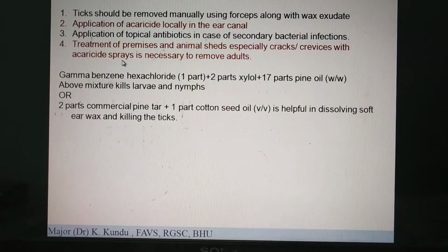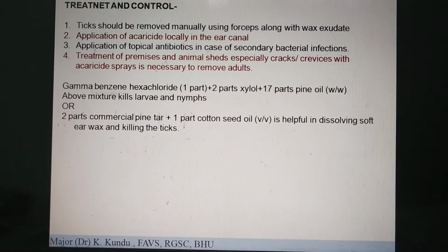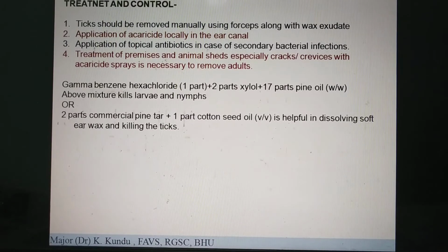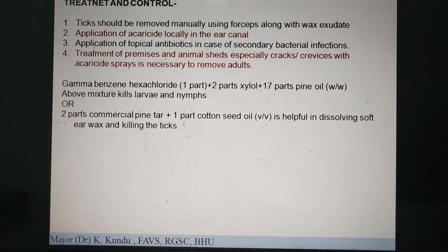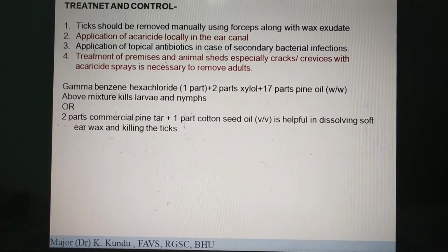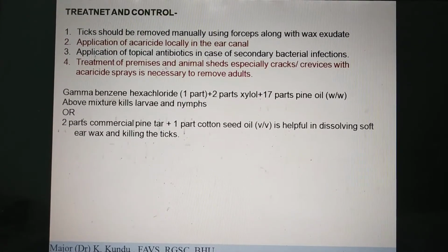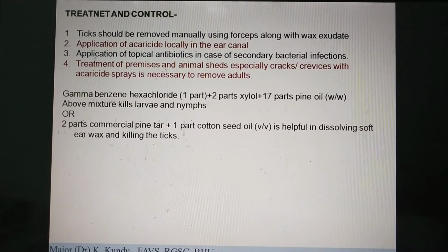Now after the treatment of the animal, the treatment of the premises is very important, because the adult ticks hide in the cracks and crevices, under the stones, under the food crates, under the matting, under the bedding material. So all these things should be sprayed with insecticides. If required, the small wooden material or bedding material can be incinerated so as to remove the adults.